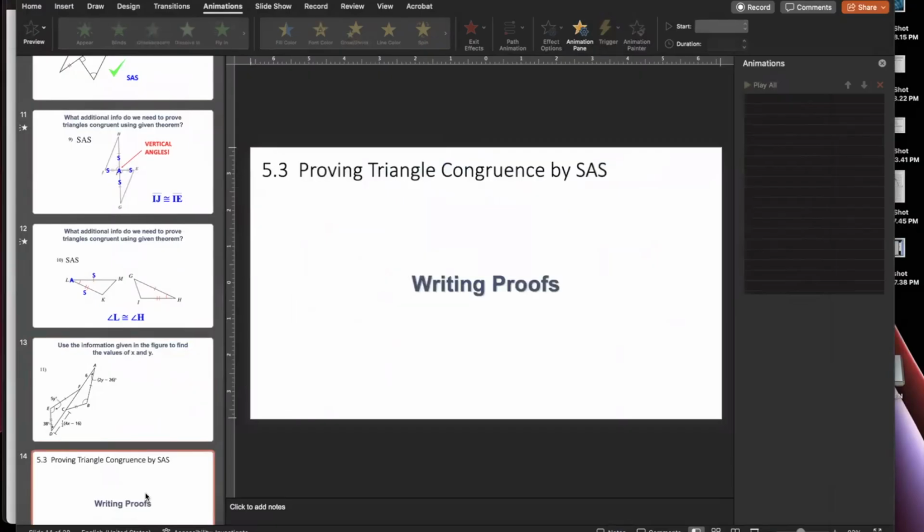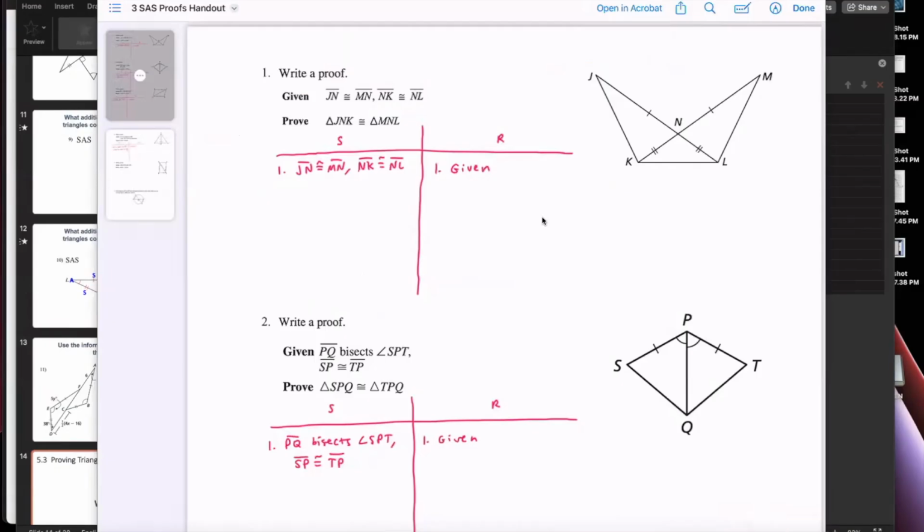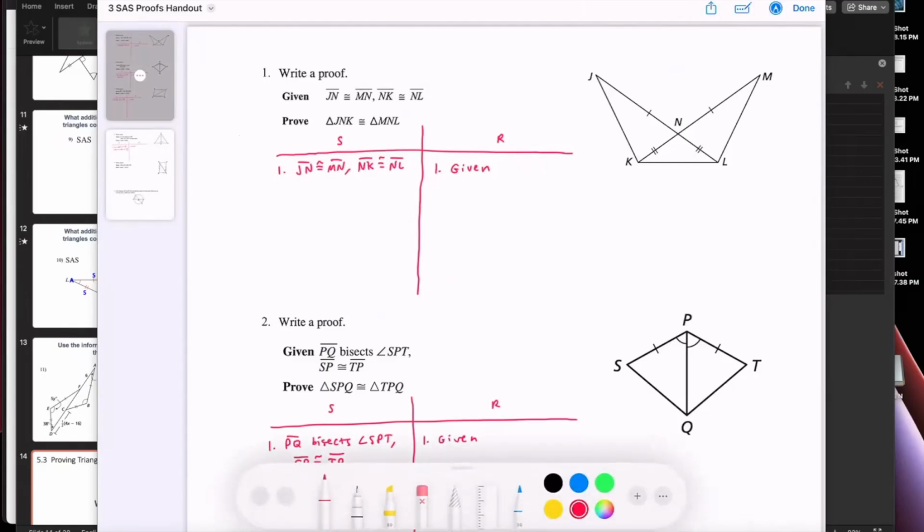Okay, so the last part of the section is we're going to look at different proofs, writing proofs for side angle side. If I switch over here, this PDF is posted on Canvas, so you can follow along or copy it later if you don't have a hard copy. I already wrote the givens just to save some time in the video. But let's talk about how we can prove triangles congruent in a two-column format.